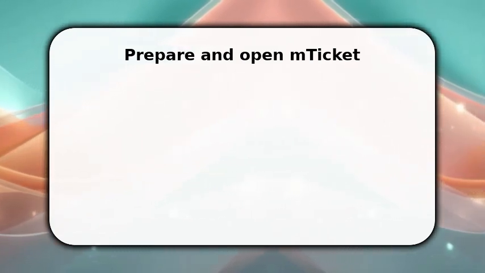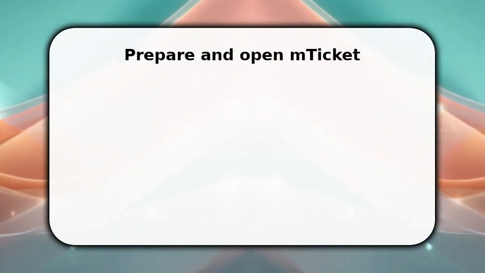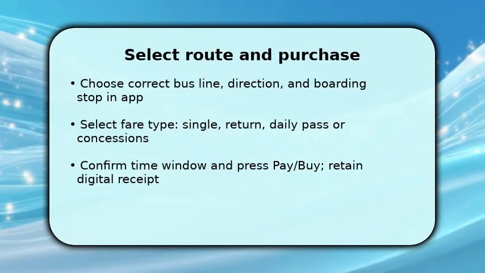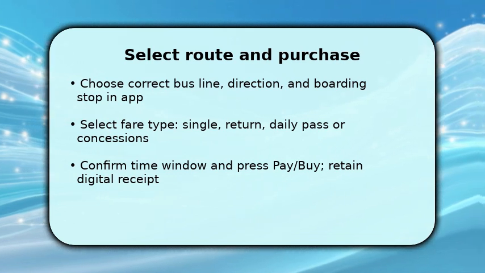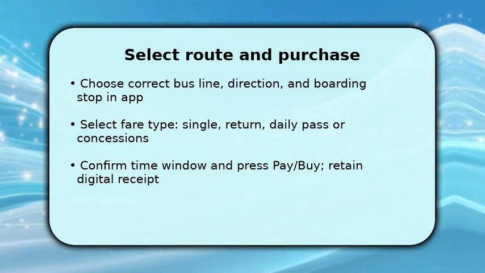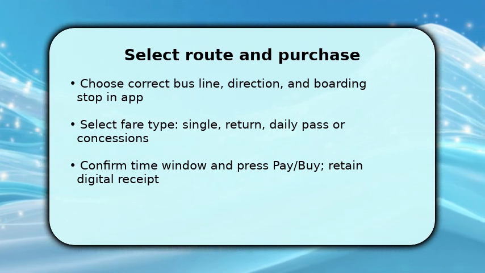You now pick the specific bus line, direction, and boarding stop. Accuracy ensures the ticket matches the inspector's checks. After that, select your fare type: single, return, daily pass, or concession. Choose any discounts before checkout.